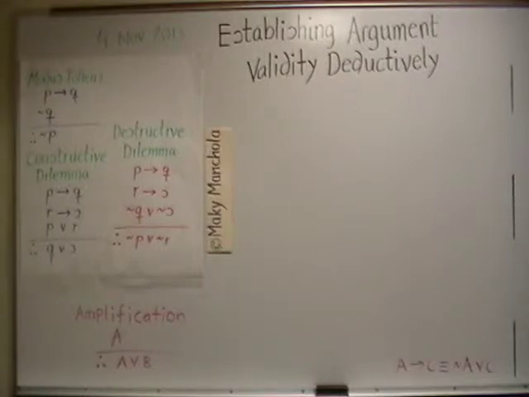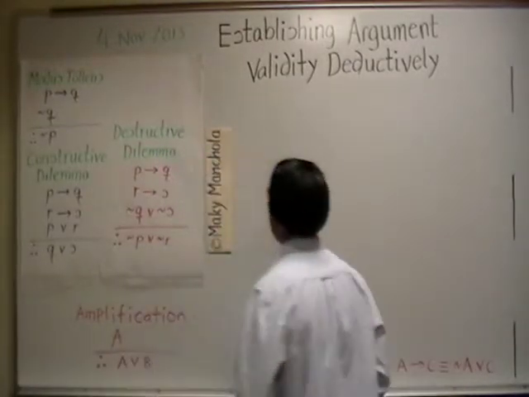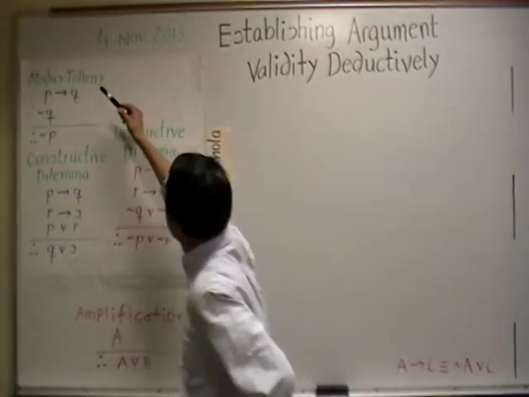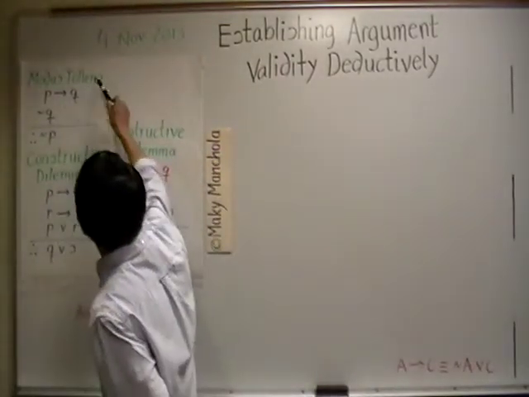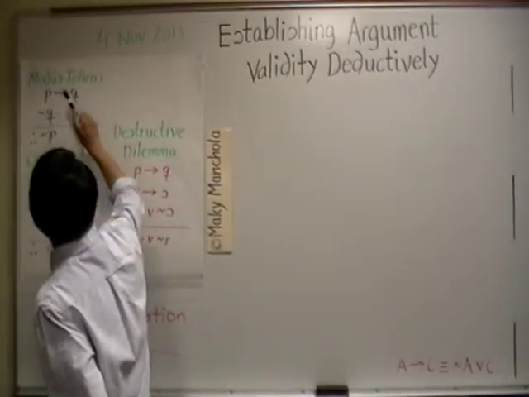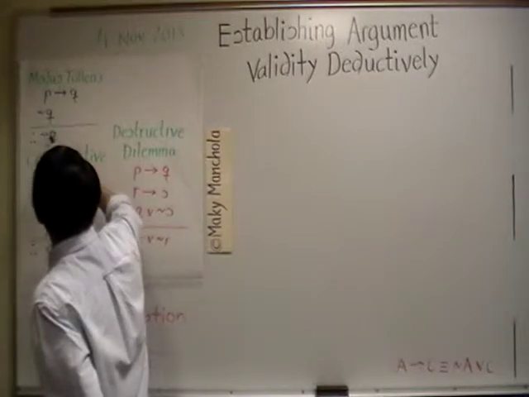Establishing argument validity deductively. Let's take a look at these three inference rules. Modus tollens states that premises P implies Q and negation of Q conclude negation of P.